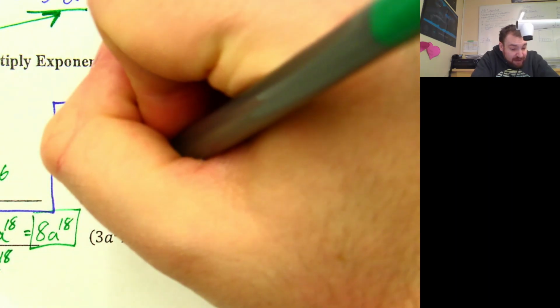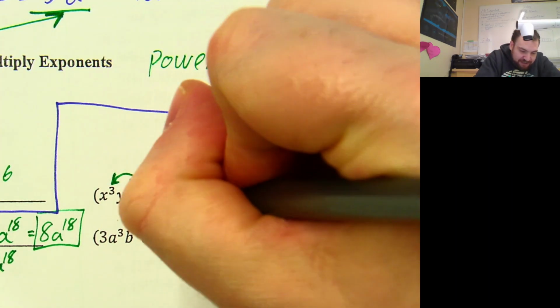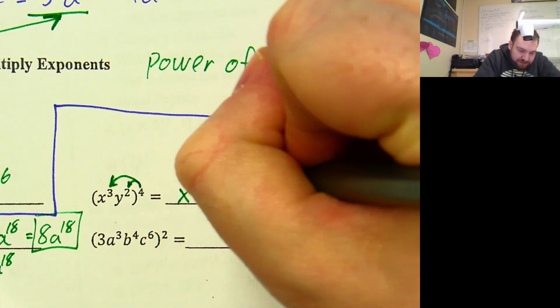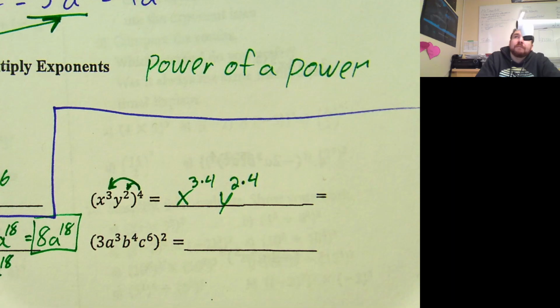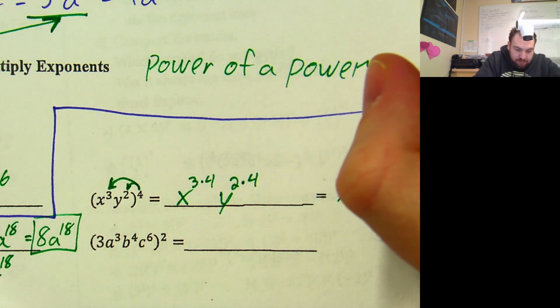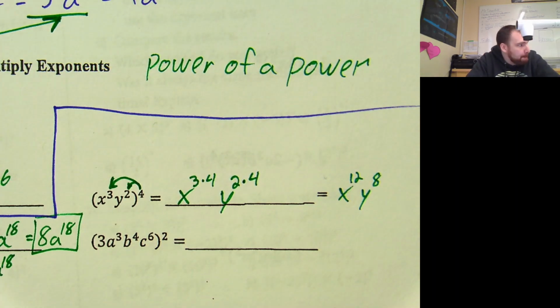So what I'm going to do here is distribute the 4 in on both of these. So this is going to be x to the power of 3 times 4, times y to the power of 2 times 4, which is going to give me x to the 12 and y to the 8, and we're done. Cool. Comments, questions, concerns? This is just an application of those two laws, 3 and 4 together.